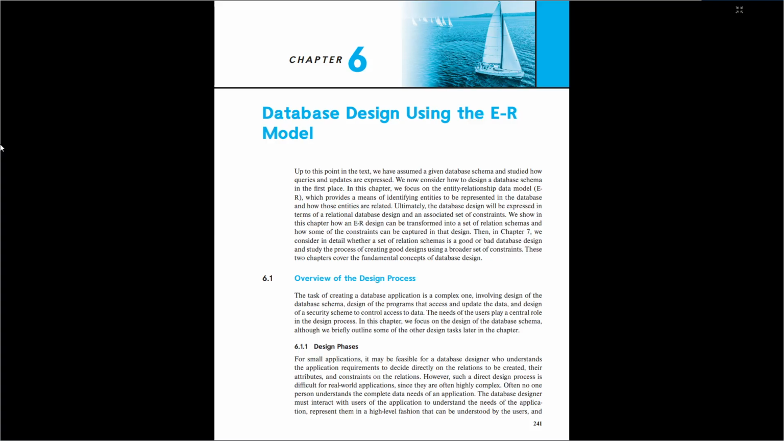Ultimately, the database design will be expressed in terms of a relational database design and an associated set of constraints. We show in this chapter how an ER design can be transformed into a set of relation schemas and how some of the constraints can be captured in that design. Then, in Chapter 7, we consider in detail whether a set of relation schemas is a good or bad database design and study the process of creating good designs using a broader set of constraints. These two chapters cover the fundamental concepts of database design.